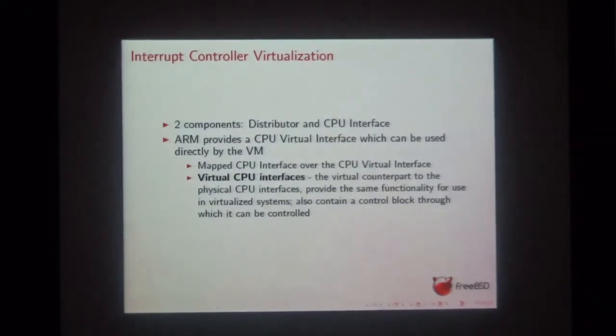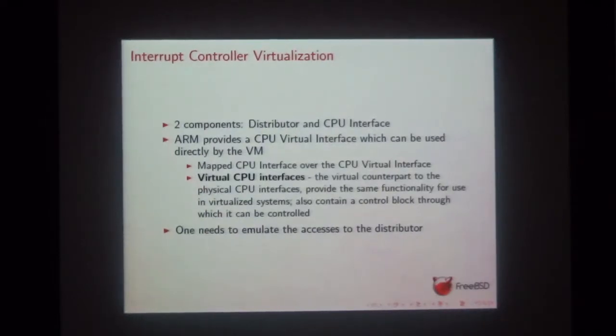Basically, the virtual CPU interface is a counterpart of the physical CPU interface. It provides the same functionality, the same registers, the same offsets. So after this virtual CPU interface is mapped at the same offset as the CPU interface in the guest, it basically offers the same functionality and, more importantly, the same offsets of the registers. It's transparent to the guest.